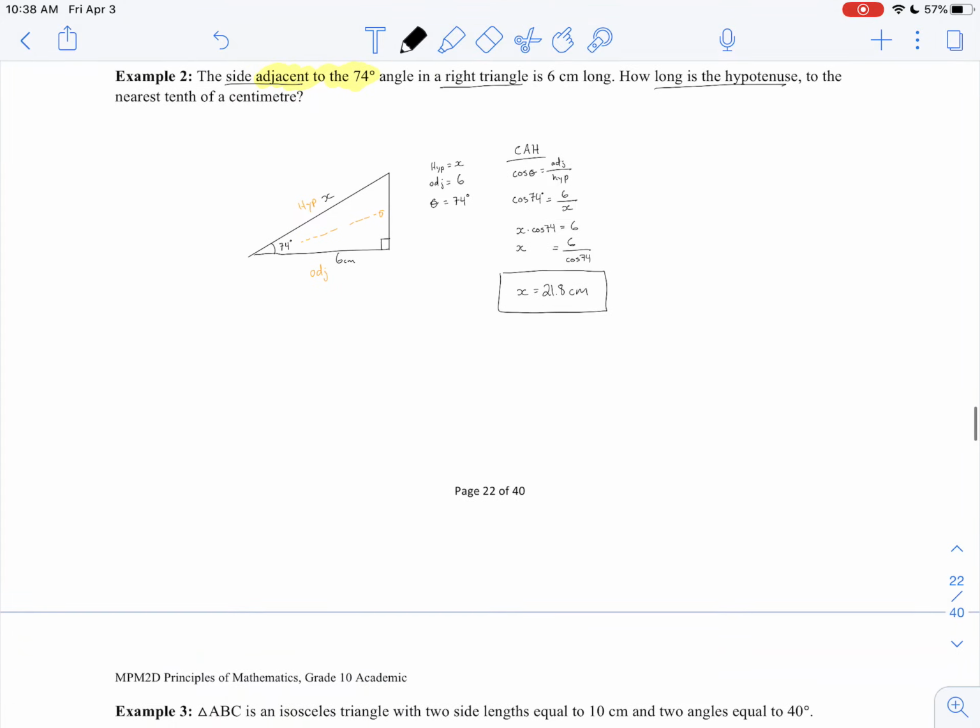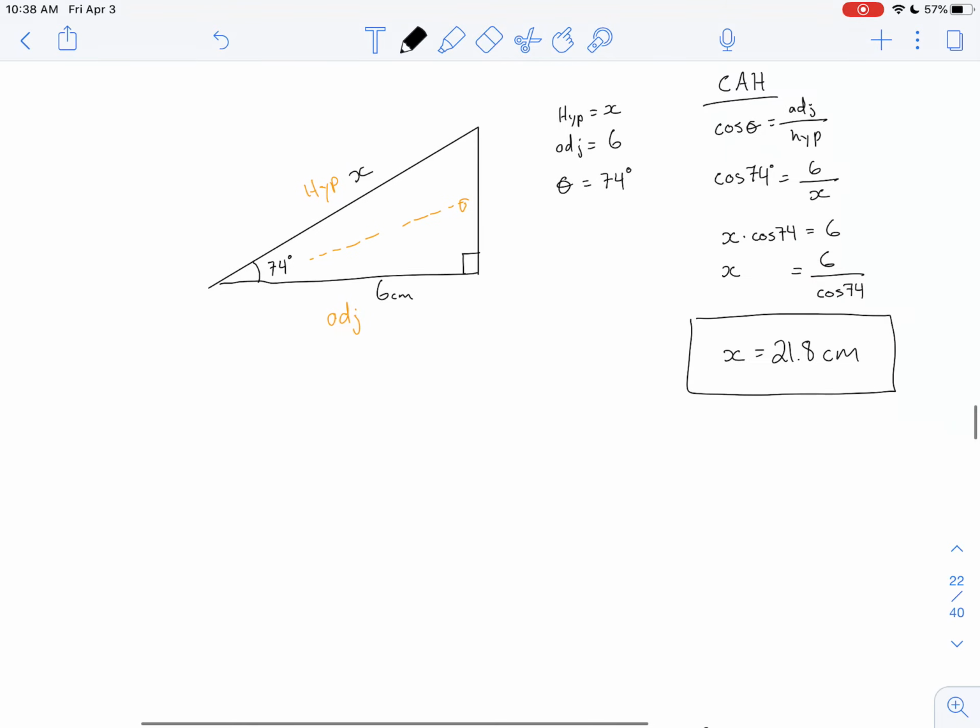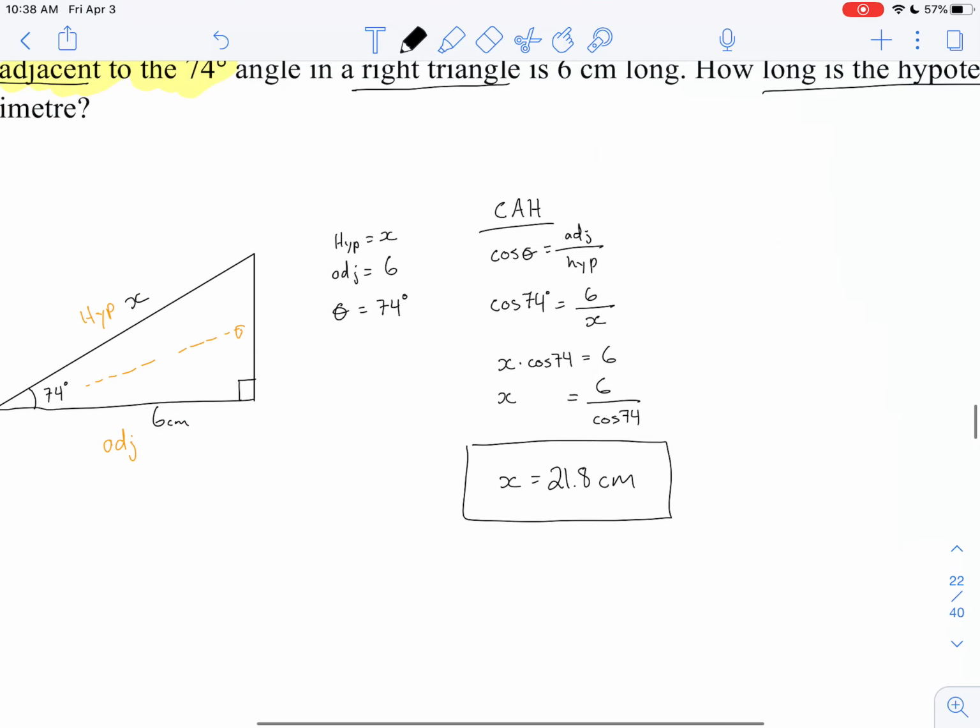So once that initial drawing is set up, it's just solving one of the missing pieces in a right angle triangle and picking the appropriate sine, cos, or tan to use given the required information.